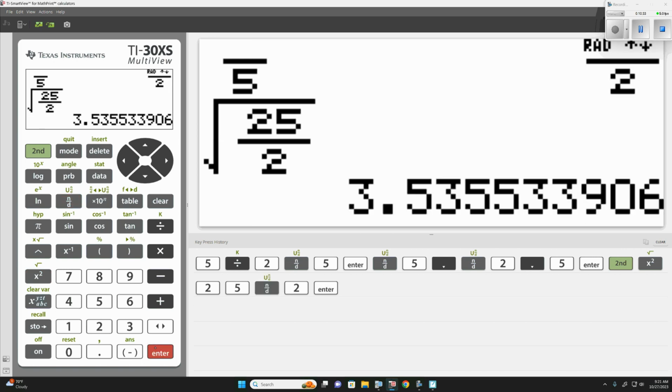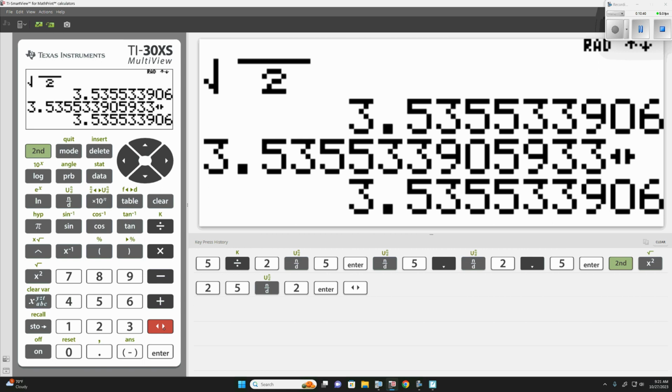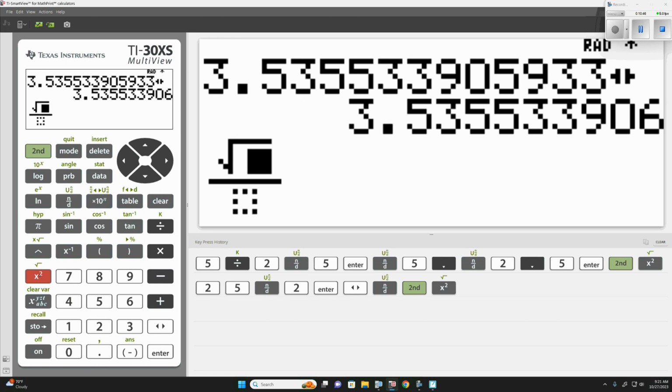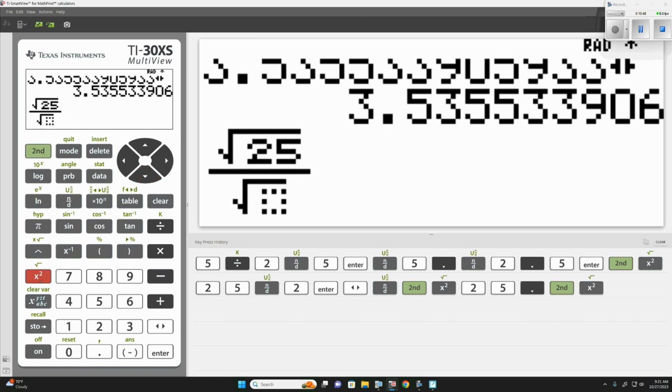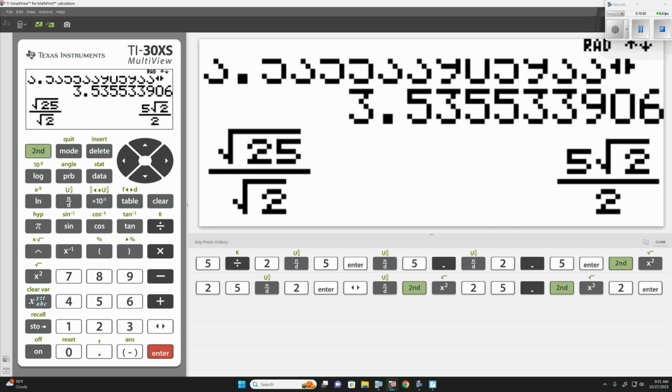But if we do plug it in as the square root of 25 halves, it gives us a decimal. If we ask it to convert it, it gives us that same decimal back. However, if I go fraction, square root of 25 over square root of 2, it does tell us that it is 5 square roots of 2 over 2. It does reduce it for us there. So we have to break it apart.